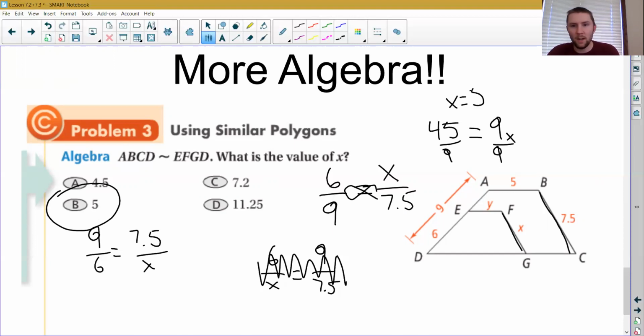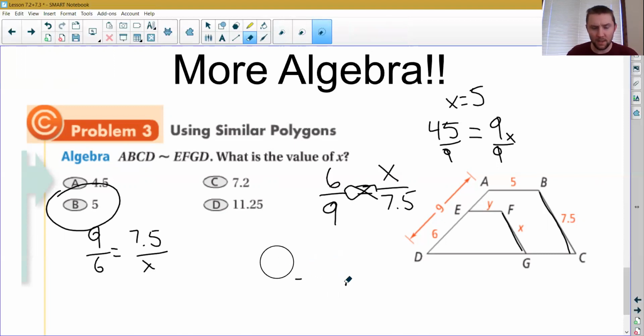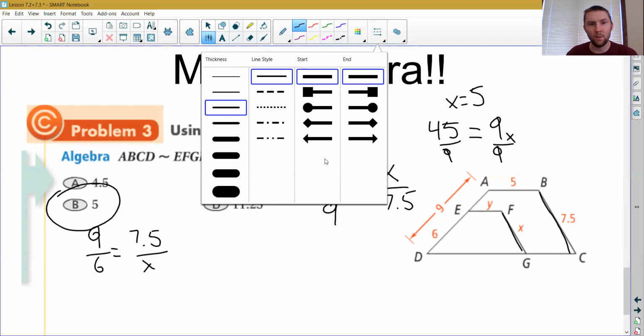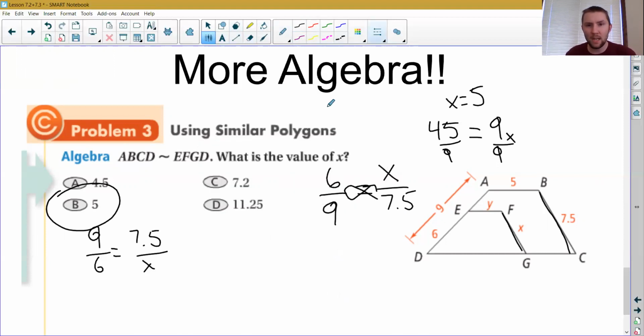X equals 5, okay? So I set up a proportion based on what I saw. I solved it for x. And as I mentioned, we could do exactly the same thing for y if we wanted to. If I set myself up a proportion down here, for y, I'm going to use exactly the same first two shapes. I'm going to still go 6 over 9. And then I'm going to go, now I'm going to go y is what I want. I want y over 5 on the top.